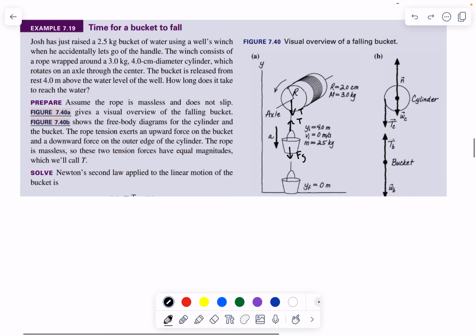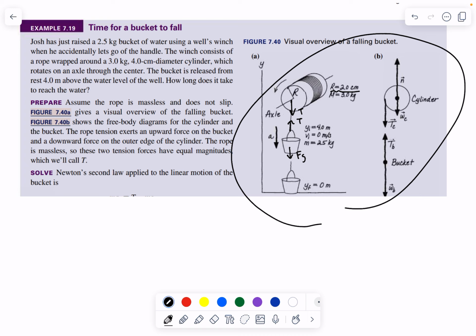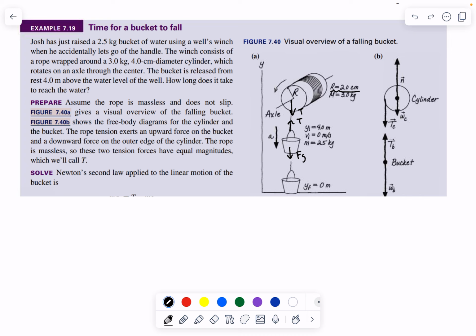So anyway, we got the rope wrapped around this cylinder. It's a 4 centimeter diameter cylinder, which means that the radius is 2 centimeters. They already gave that to us. Actually, I think this whole diagram wasn't supposed to be given, but I just included it anyway. And it rotates on an axle through the center, right?